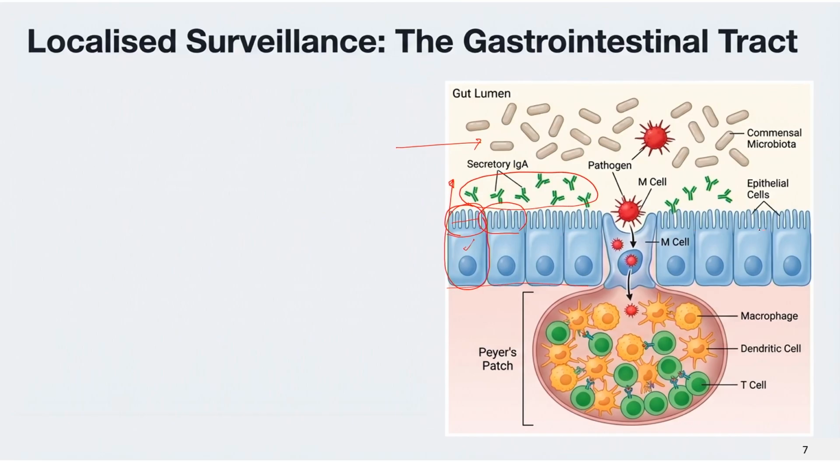Out of all this epithelial area, we can see very specialized cells called M cells, otherwise called microfold cells. These microfold cells, also called M cells, as the name itself indicates, are microfold. Micro stands for small.